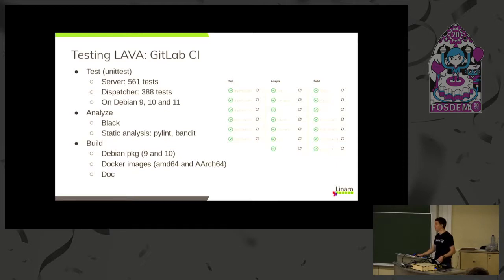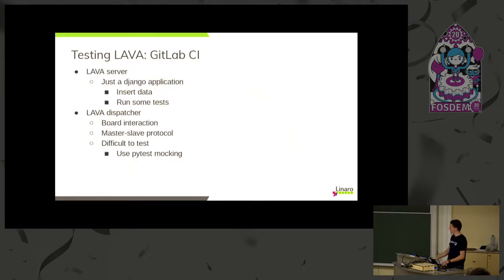Funny thing about Pylint, if you use it without any arguments, it seems pretty useless, honestly. If you use the right command line, it's really useful because it does find real bugs. And then we also build Debian packages and Docker container and the documentation.